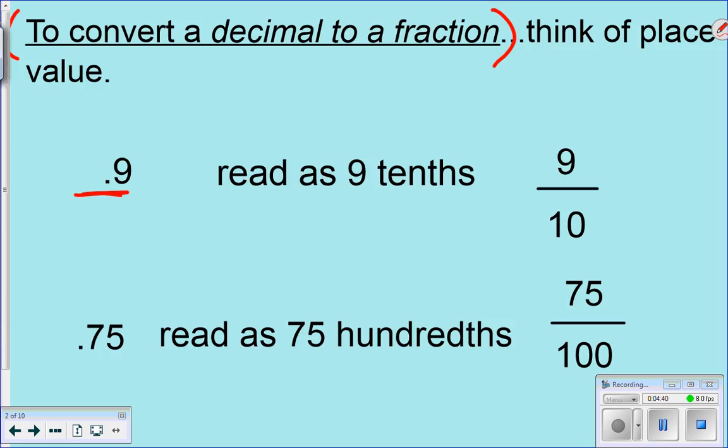This one will be read as 75 hundredths. So guess what number this goes over? 100. But you have to also reduce. Don't forget about reducing because you have to reduce. Can I reduce this? What can I reduce by? I can reduce by what? 25. Could I reduce by 5? Yeah, it's just going to take me longer to get to my final answer.